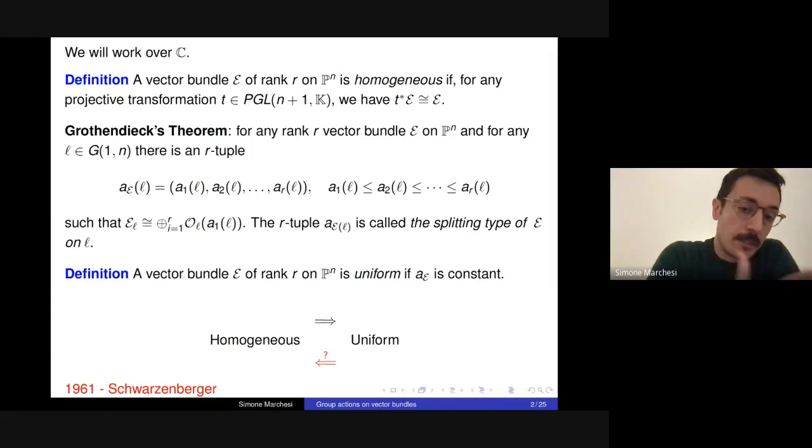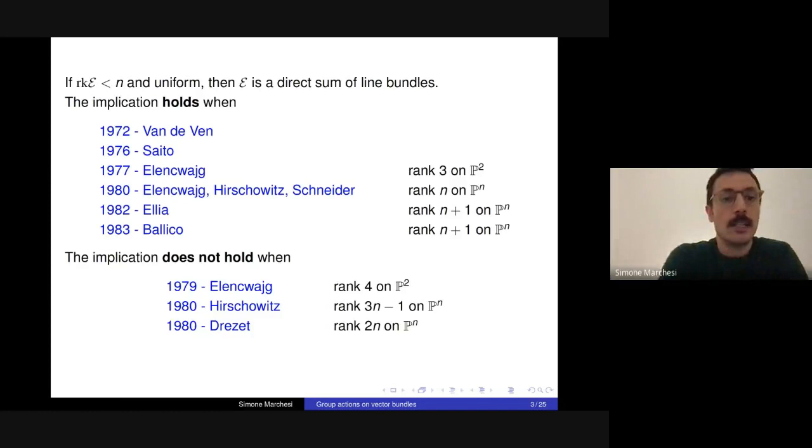If this connection is immediate, it is almost as natural to ask what about the reciprocal implication? What do we know about whether uniform implies homogeneous? This question was first posed in 1961 by Schwarzenberger. As you can see in the next slide, there was a lot of work during the 70s and 80s about this problem, and I'm just telling you now the state of the art of what we have.